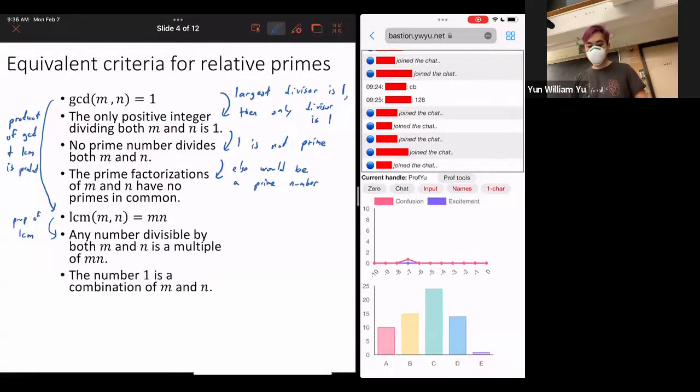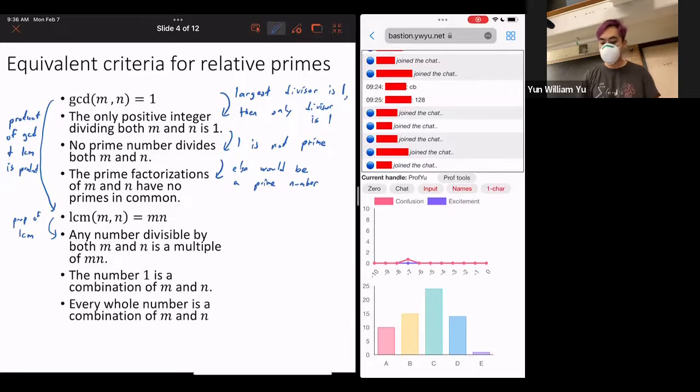Okay. So what else? The number 1 is also, so this is just one of the things we figured out earlier. The number 1 is a combination of m and n. And then therefore every whole number is a combination of m and n, using the reverse Euclidean algorithm.